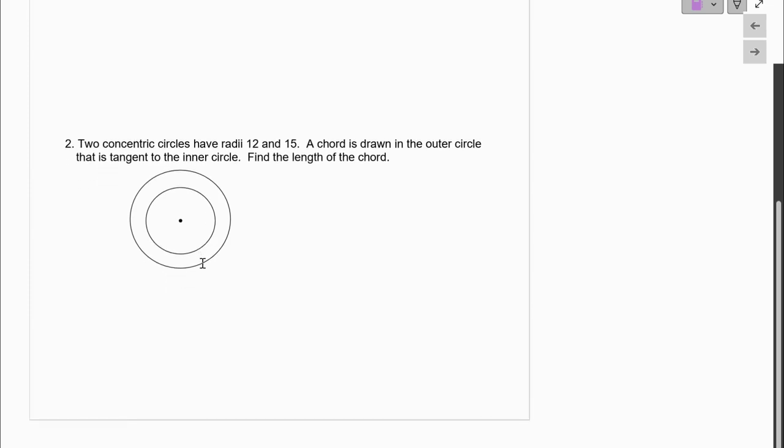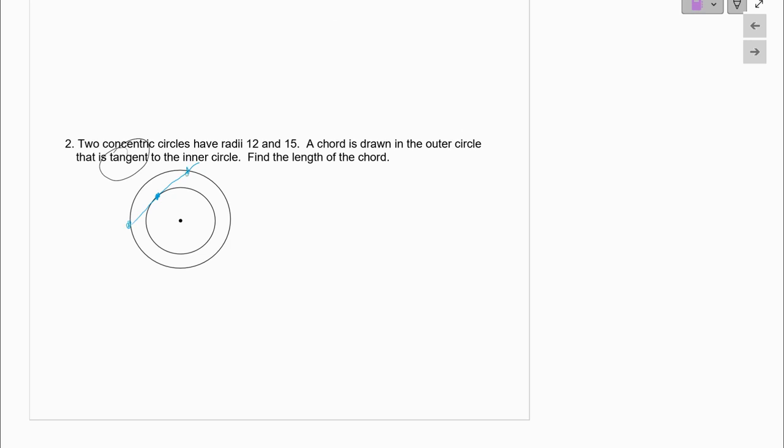But I do want to go to this problem down here because this is another example of a good problem. Two concentric circles, in other words, they share a center, almost like a dartboard. Dartboards are concentric circles. We have a radius of 12 and a radius of 15. So obviously the circle on the inside has the 12 and the outside is 15. They say a chord is drawn in the outer circle that is tangent to the inner circle. Tangent, when we're talking circles, means it hits the circle once. And they want us to find the length of this chord.